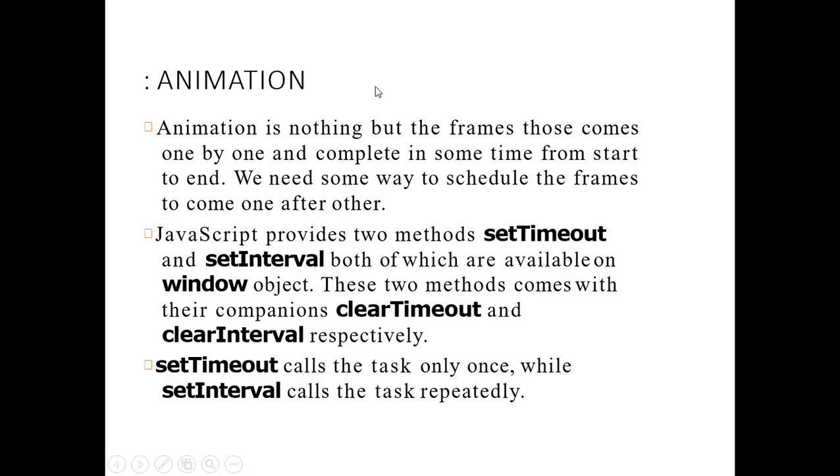So what is animation? The proper definition is here. Animation is nothing but frames that come one by one and complete in some time from start to end. Frames are coming one by one, from start to end. How much time do they spend on a screen? We need to set that according to time, so that we can see things accordingly.